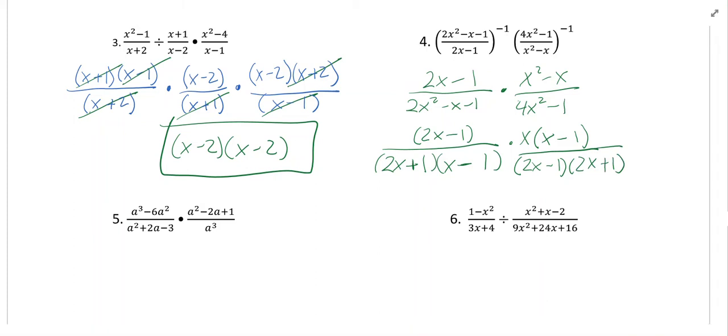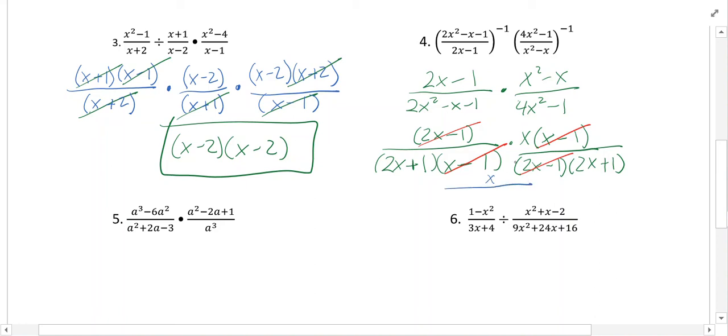Okay, so now that everything has been factored, I can take a look and see if anything can reduce. Well, I have a 2x minus 1 on top, which can cancel out with a 2x minus 1 on the bottom. This x minus 1 in the numerator can cancel out with this x minus 1 in the denominator, and that's the only thing that can cancel. So for my final answer, I'm left with x in the numerator, and in the denominator, I have 2x plus 1 right here, and then times another 2x plus 1. So here's my answer: x over 2x plus 1 times 2x plus 1.